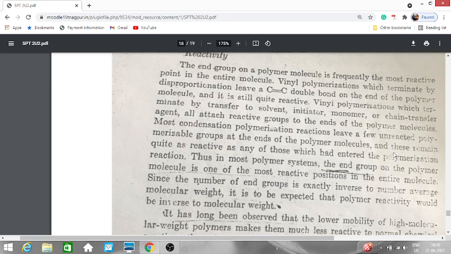and these remain quite as reactive as any of those which have entered the polymerization reactor. Thus, in most polymer systems, the end group on the polymer molecule is the most reactive position in the entire polymer molecule. Since the number of end groups is exactly inverse to the number average molecular weight, it is to be expected that polymer reactivity would be inverse to molecular weight. So reactivity is also inverse to molecular weight.